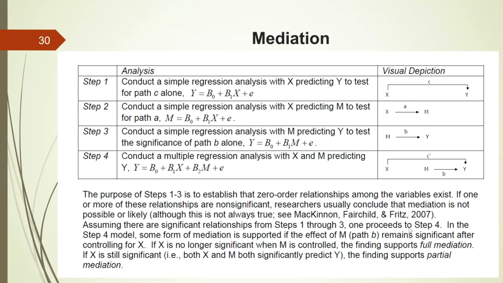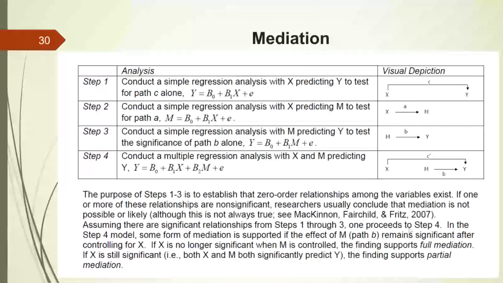So the purpose of steps 1 to 3 is to establish that a zero-order relationship among the variables exists. If one or more of these relationships are non-significant, either step 1, step 2, or step 3, researchers usually conclude that mediation is not possible. You get rid of the M. Now, assuming there are significant relationships from step 1 to step 3, meaning you run the first regression and it's significant, the second regression and it's significant, the third regression and it's significant, you go to step 4.